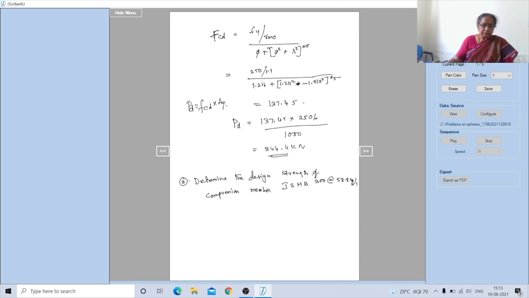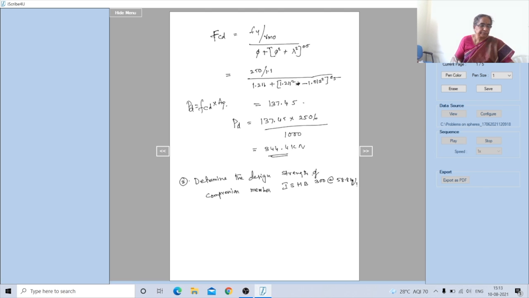Okay. You are familiar with this designation: ISJB, ISMB, ISWB, ISHB, isn't it? What does it represent? The 300 represents the depth of the member, and 58.8 kg per meter is the weight of the member available in the market. So this is the way we represent the I section, depending upon their capacity. We classify them into JB, MB, HB, WB, and so on.